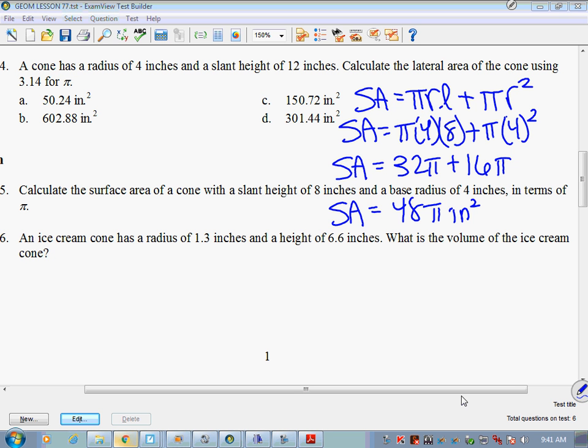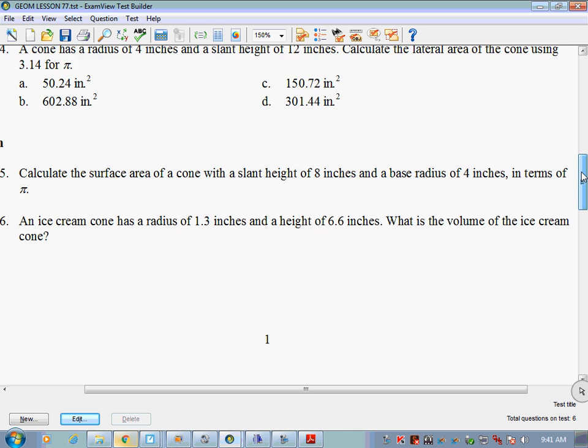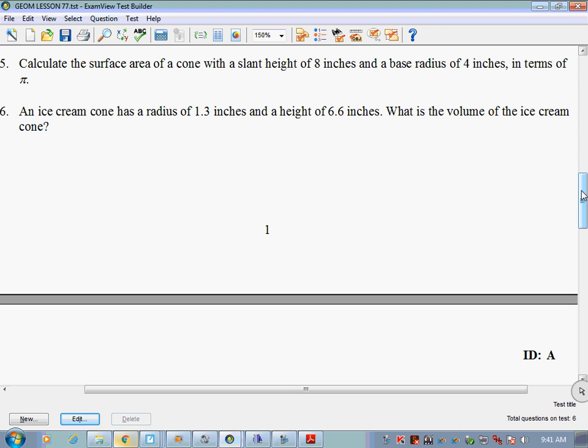Okay? Knowing the formula is everything with these. So far we're not getting even into volume until question number 6. So hopefully you guys remember your volume formula. All right, let's see, who have I not really picked on today? Casey, can you tell me what the volume formula for a cone is? 1/3 times what?